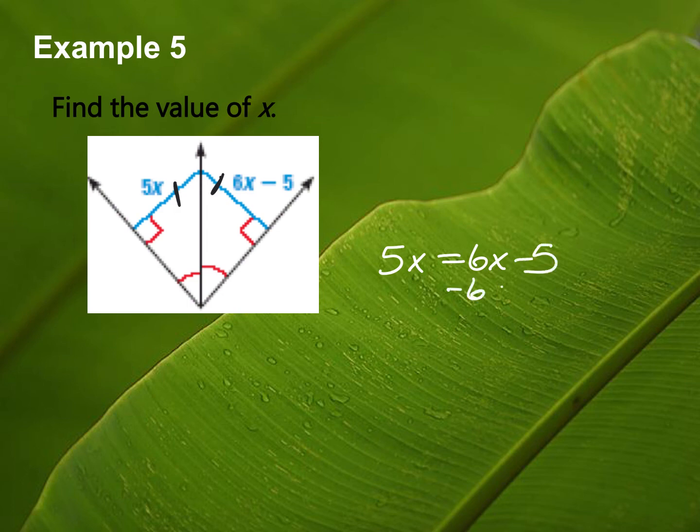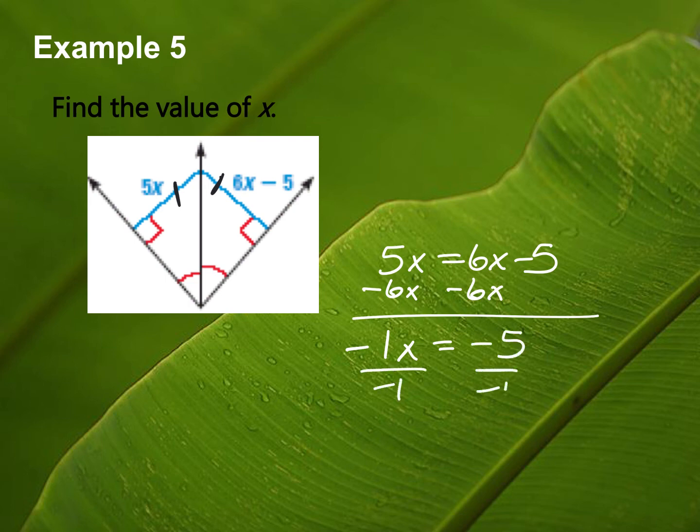Let me move the 6x over. Now I could have written 6x minus 5 on the left, it doesn't matter. And then I get negative 1x equals negative 5. Divide both sides by negative 1, I don't want a negative variable. And x equals 5. It did not ask me to find the length of anything.